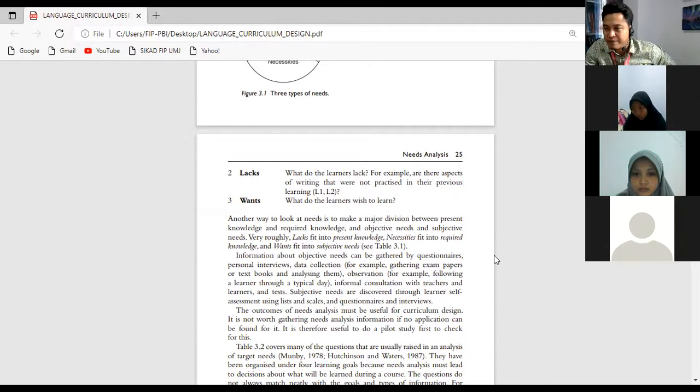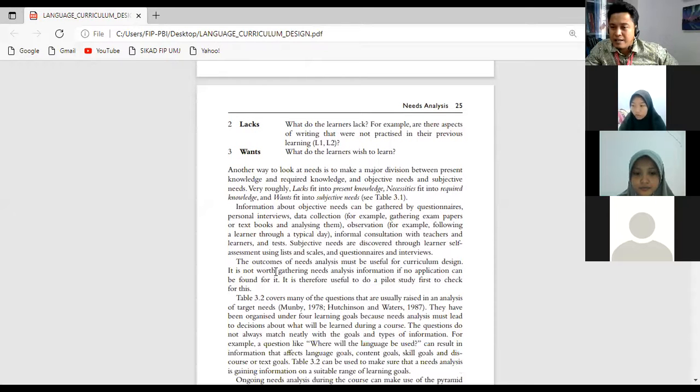Next, subjective needs are discovered through learners' self-assessment using lists and scales. Subjective means you're going to measure yourself, you're going to assess yourself. So you can find out, okay, my level of comprehension is in B level, in C level, or in D level. Subjective needs are discovered through learner self-assessment using lists and scales, and then questionnaires and interviews.